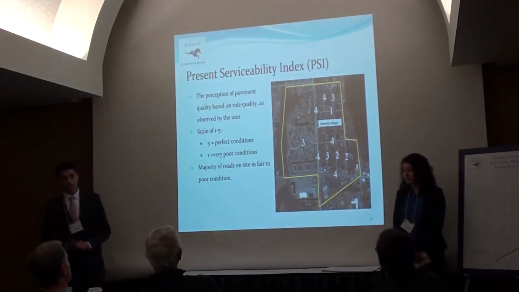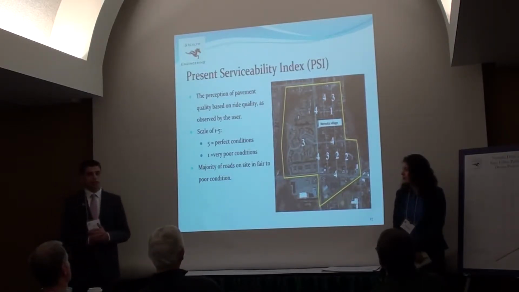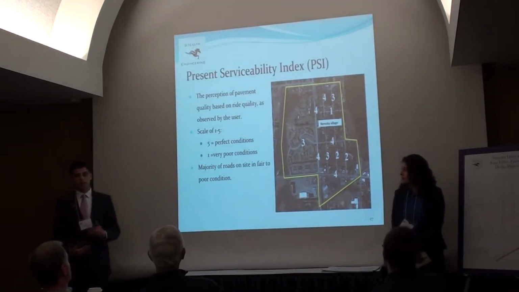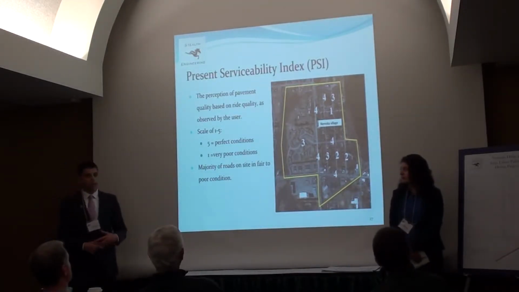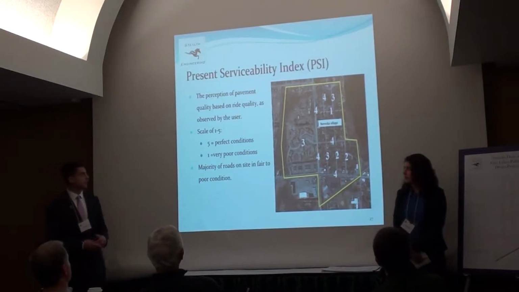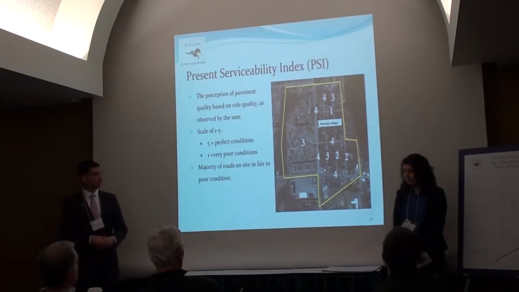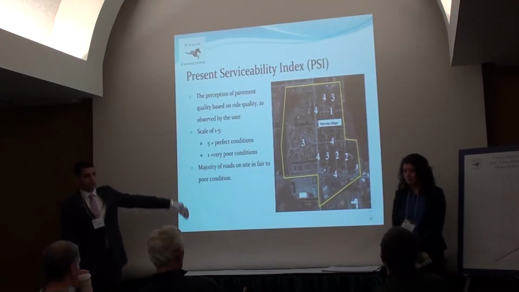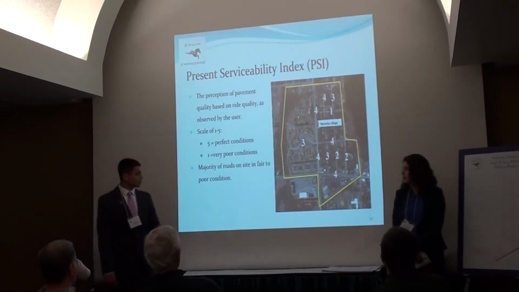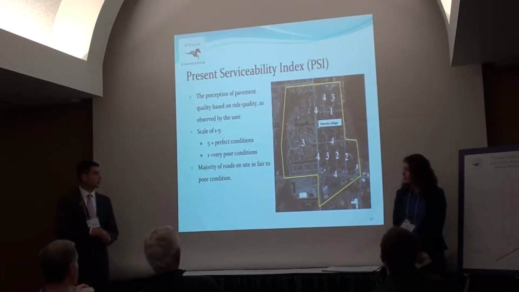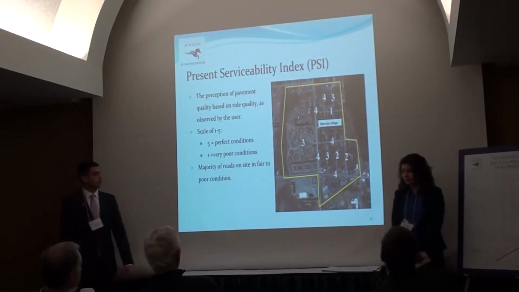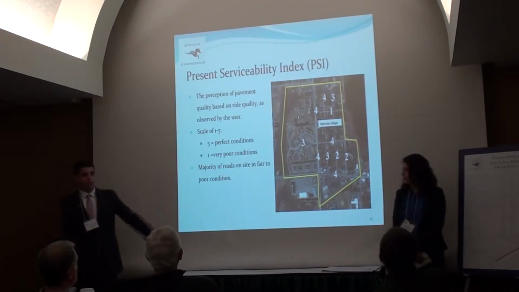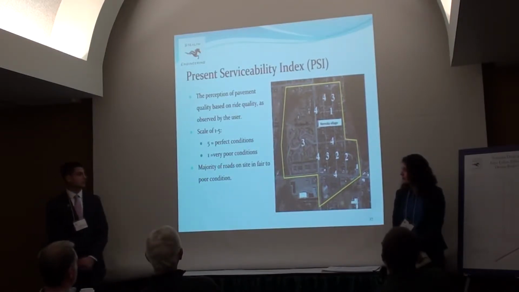To gather an initial evaluation of the pavement, I used the Present Serviceability Index. This gives you the perception of the pavement quality based on ride quality. This wasn't used in design. I used it to gather initial conditions of the site. From this map, you can see 5 is the perfect condition and 1 is very poor. Most of the roadways on site are in fair to poor condition, with the exception of Marsh Road, which is the rigid overlay, and Hazlitt Road, which was constructed in 2012.